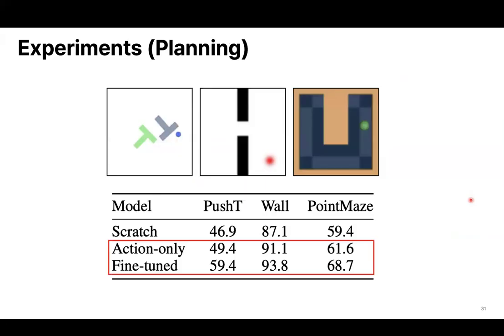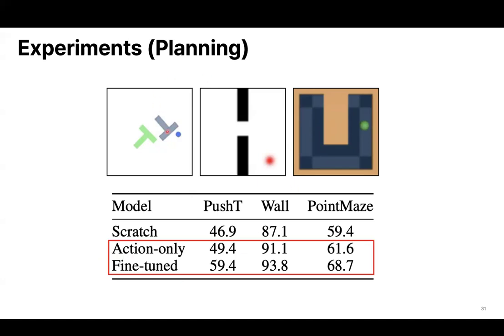And this is the result on simple planning tasks. First, in the Scratch setting, the predictor and action blocks are trained from scratch. Second, in the action-only setting, the pre-trained predictor is frozen and only the action blocks are updated. Finally, in the fine-tuning setting, we start from the pre-trained predictor and update all predictor and action block parameters.